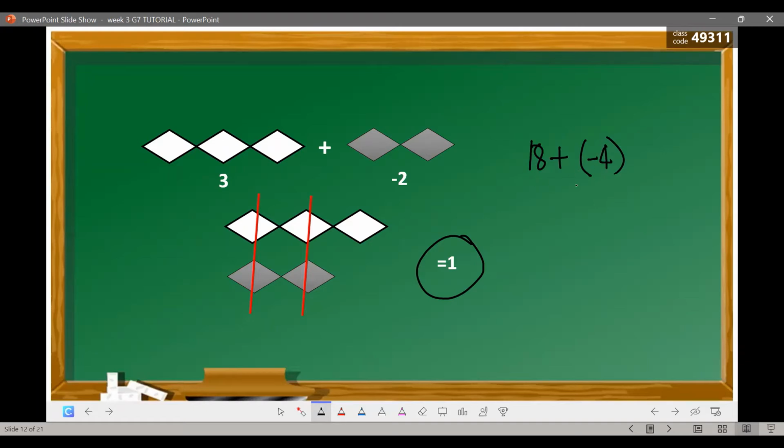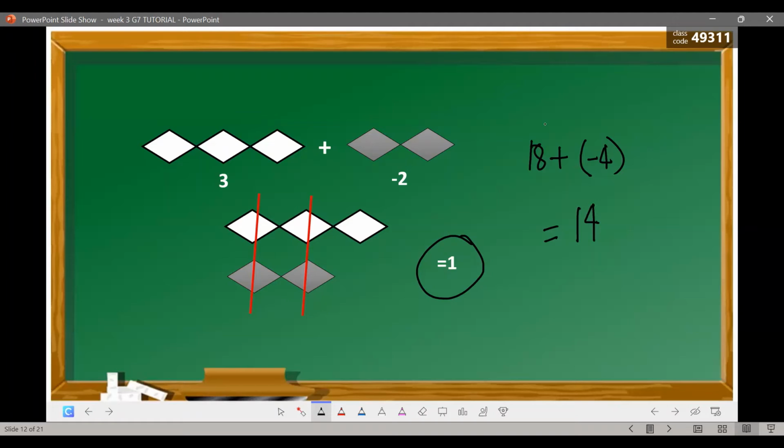So kapag ganyang unlike sign, pwede natin gamitin yung shortcut. Hindi na natin kailangan mag-drawing. Okay, so isusubtract lang natin sila. 18 minus 4 is 14. And then what is the symbol of the bigger absolute value? Okay, so 18 ang mas malaki na absolute value kaysa sa 4, di ba? Absolute value ng 18 is 18. Absolute value of negative 4 is 4. So, alin ang mas malaki? So, 18. So, therefore, the answer is positive 14.